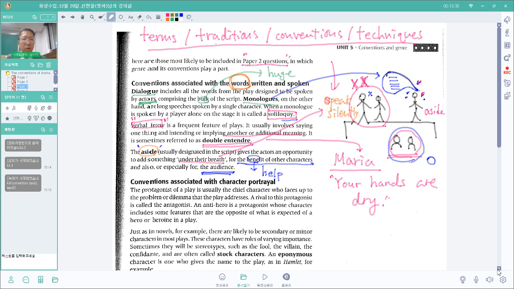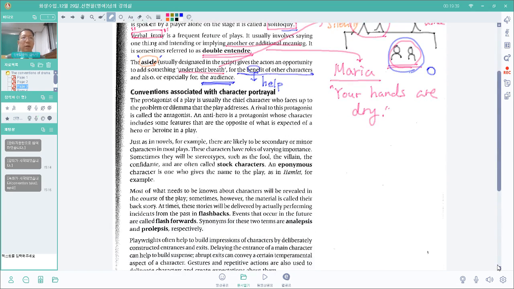And now we're moving on to a convention that's related to character portrayal, character description. The protagonist of a play is usually the chief character who faces the problem or dilemma that the play addresses. So we have our main character and we call it a protagonist. A rival to this protagonist is called an antagonist. Okay? An antagonist is a rival to our protagonist. And an anti-hero is a protagonist whose character includes some features that are the opposite to what is expected of a hero or heroine in a play.